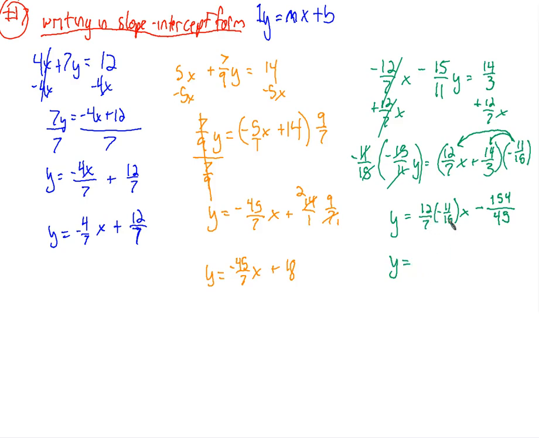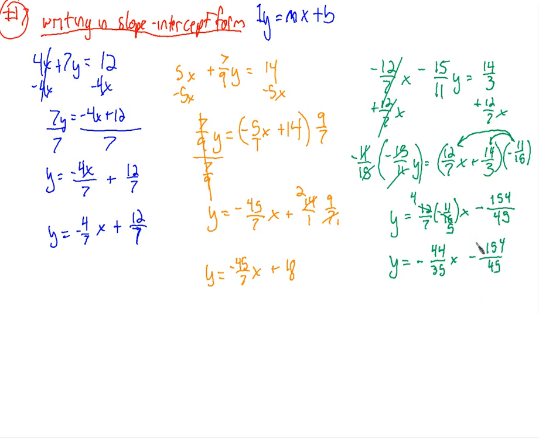Here we go. 12 and 15, though, they do have a common factor of 3. So this is 4, and this is 5. 7 and 11, both prime. That's not going to work. So we're good. So 4 times negative 11, we're going to get negative 44. 7 times 5 is 35. A little bit more work, but it's the same thing, right? We did exactly the same kind of thing every time.